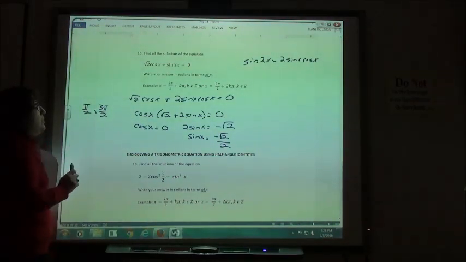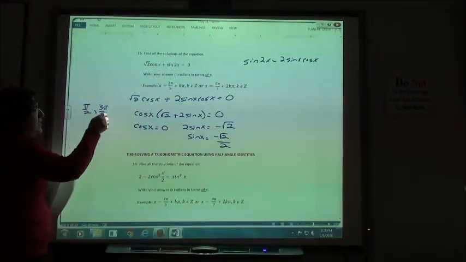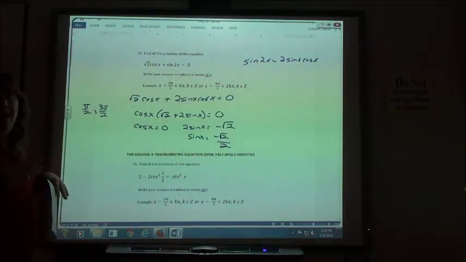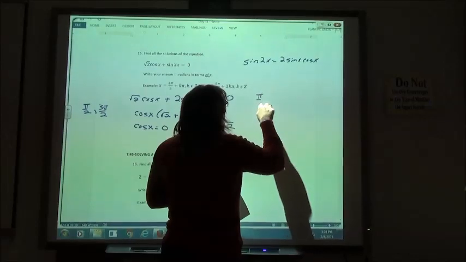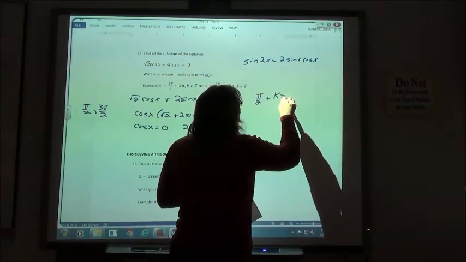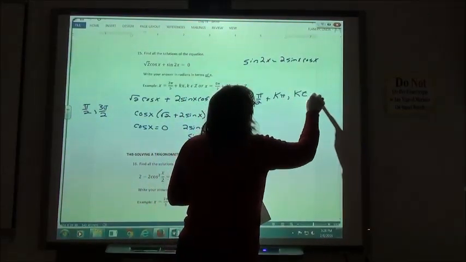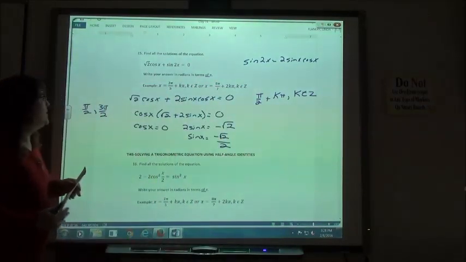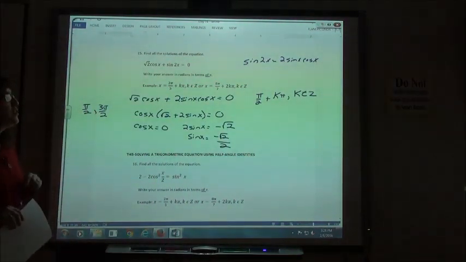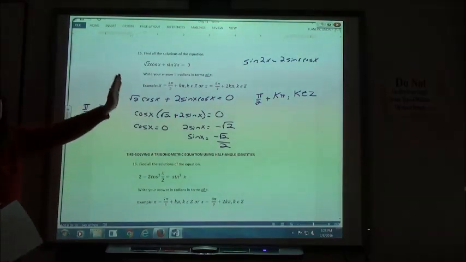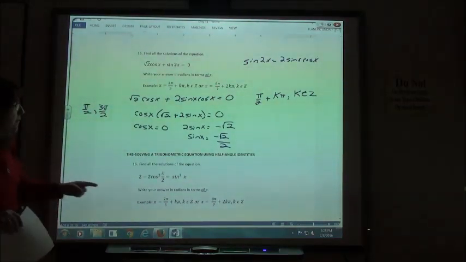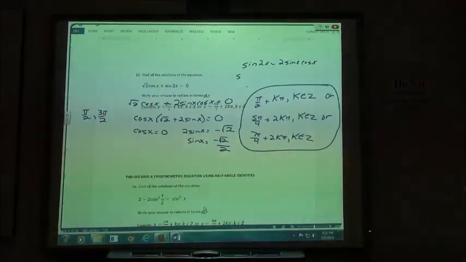Again, those two are going to be able to be combined because they're 180 degrees or pi apart. So I'm going to have pi over 2 plus k pi, with k being an element of z. So instead of having two separate ones with the 2k pi, we can combine them and just add 180 each time to get to those ones.